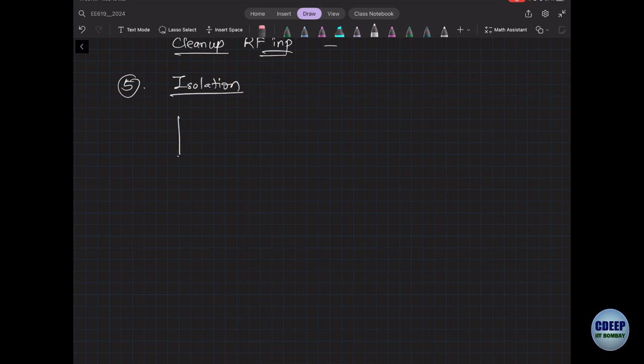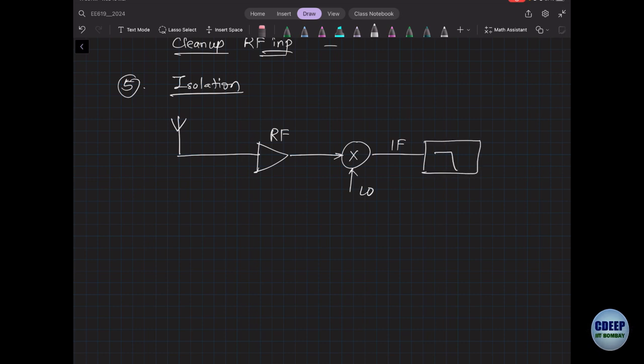Okay. So talk about isolation. So we have this RF. Generally, as I said, the LO amplitude is very high. So then, what will happen is, one part of the coupling, the very first thing that is worrisome, is that there is a large amplitude of LO, and it will propagate to your RF.